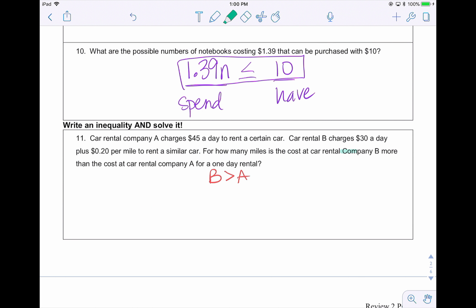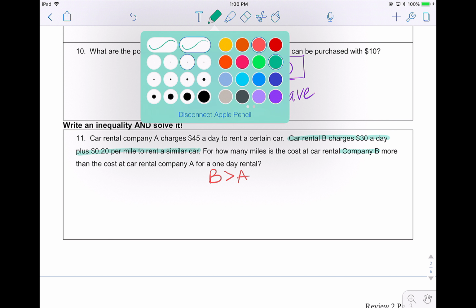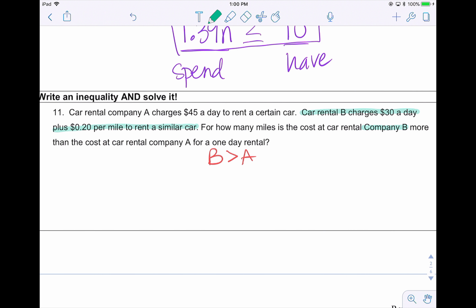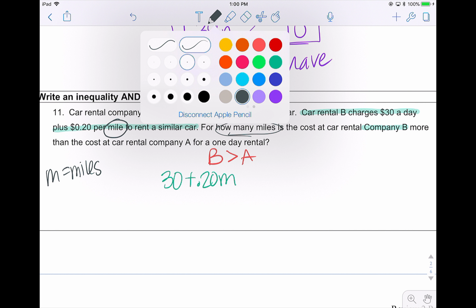So for B, we want to know where it's greater than A, and for B, excuse me, we know that it's $30 a day plus 20 cents a mile. And I apologize, we were told m equals miles. So I know that anytime I see the word miles, for how many miles, that I need to use the letter m. That's where I got that from.